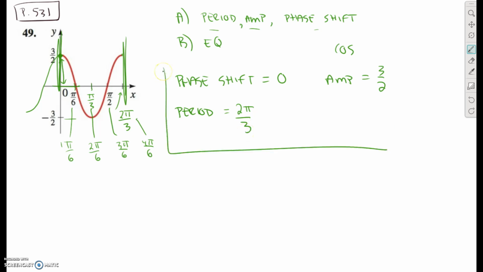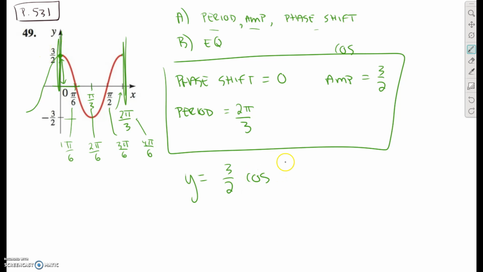All right, so that's the answers to part A. Part B, the equation is y equals 3 halves, and it's positive because it starts up top, cosine of... Now, just because we have the period, that doesn't mean we have the b value. So we need to find that b value.